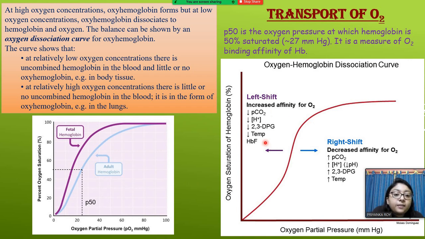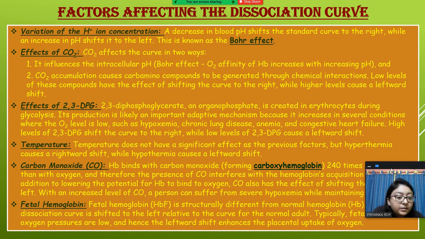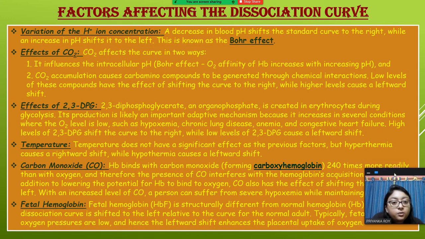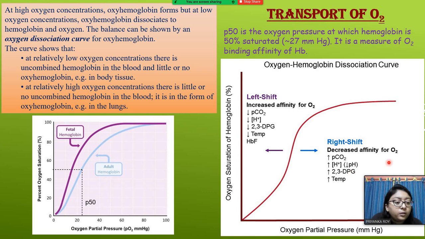So as you can see, there are several factors which denote the affinity for oxygen, how it will be left shifted or right shifted, and how the curve will change based upon these factors. The first of all is the hydrogen ion concentration. A decrease in the blood pH shifts the curve to the right, and an increase in pH shifts it to the left. So the acidic pH of the blood will decrease the affinity of hemoglobin for oxygen.